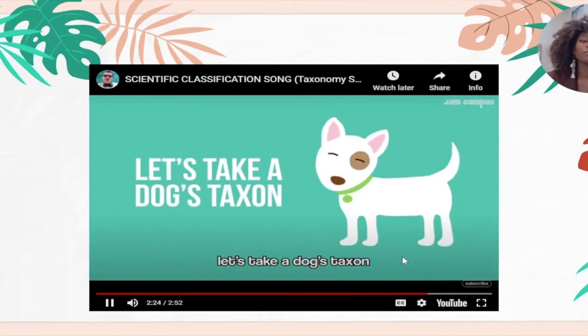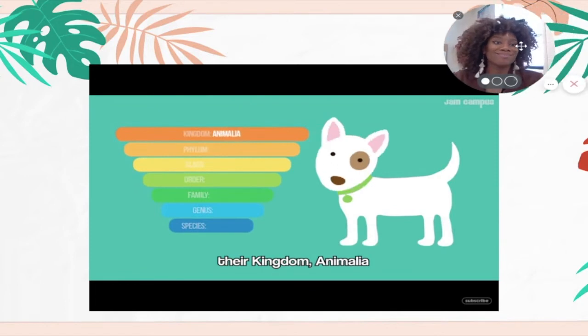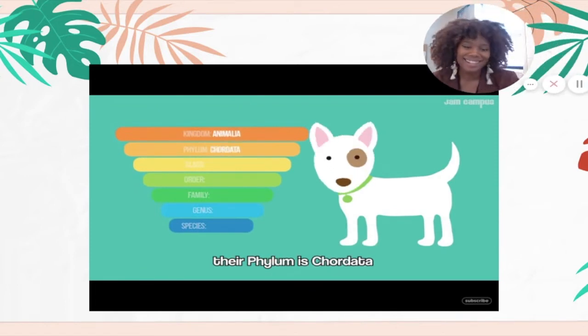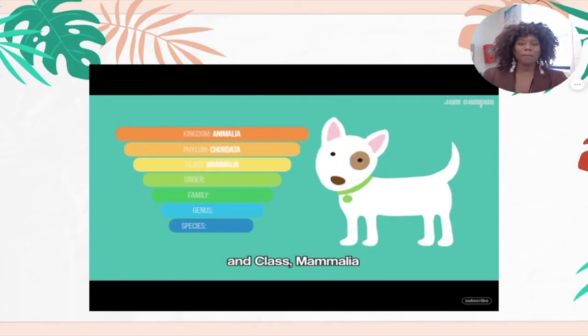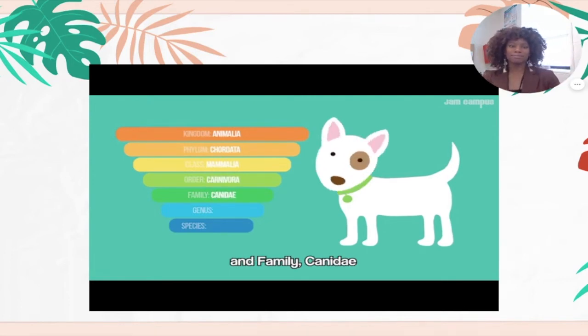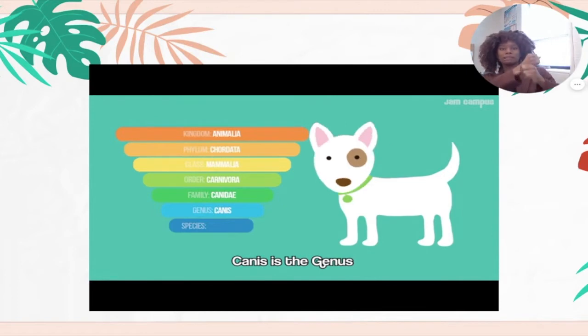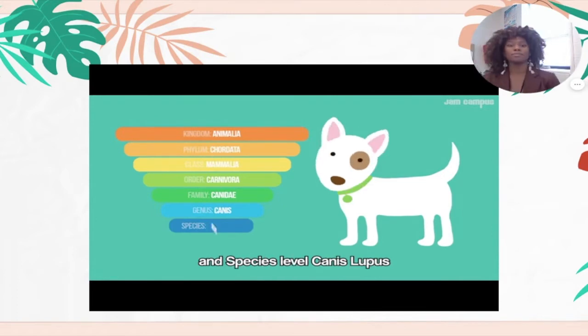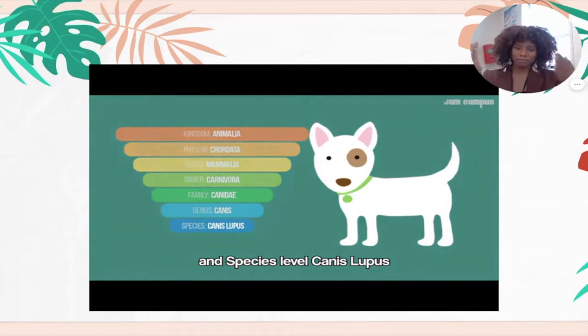Let's take a last action. The kingdom in a million. The phylum is called data. In class, mammal, in order, carnivore. In family, unity. Genus is the genus. In species, mammal, genus, lupus.